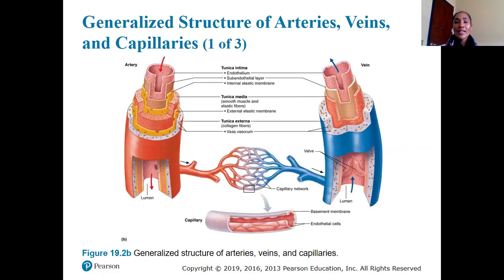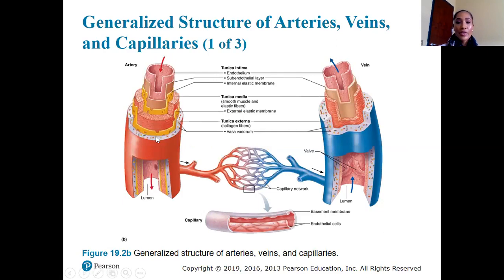So here we have a diagram showing us the generalized structures of arteries, veins, and capillaries, or all three, not both. So if we're going to start with our artery, notice that, like I said, that central opening, that space that blood will be flowing through is what we call the lumen. So we see the lumen in both the arteries and veins. Notice that the lumen is going to be larger in veins compared to arteries.